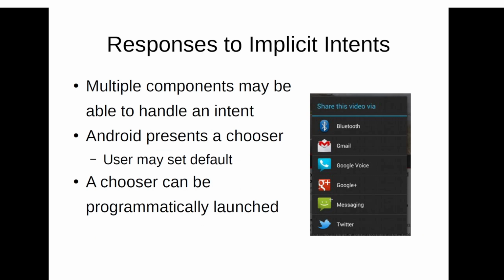If multiple recipients can receive an implicit intent, Android may show a chooser, allowing the user to pick which component or application they would like to receive the intent. The user may set a default recipient for future requests. The programmer can also programmatically display the chooser.